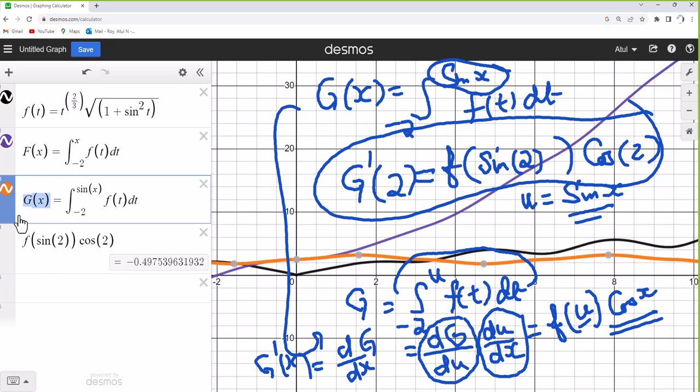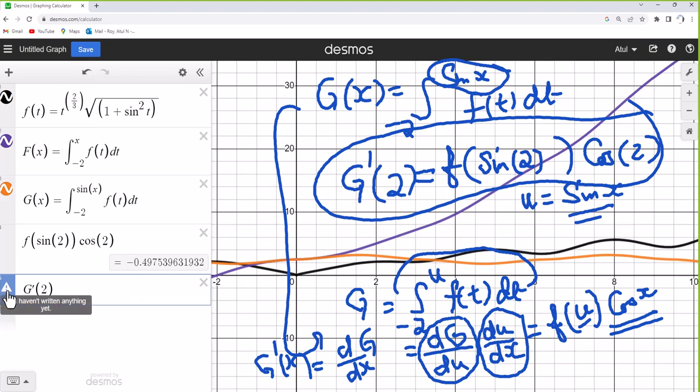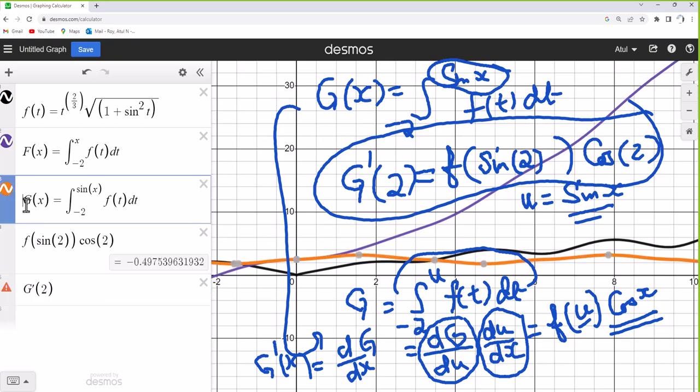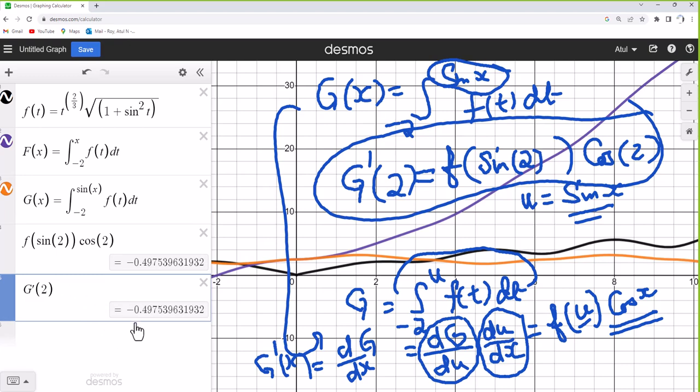And in this case, I think we should also be able to have the calculator give us g prime at 2, and so we had g of x equals that. Yes, here it calculated, it took a little while, and both of them are the same. All right.